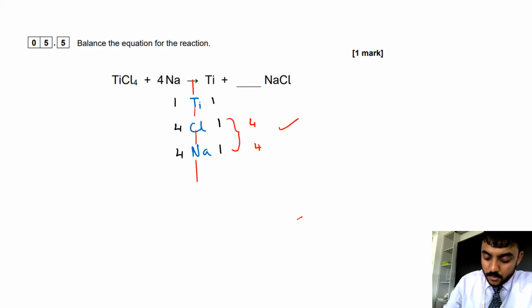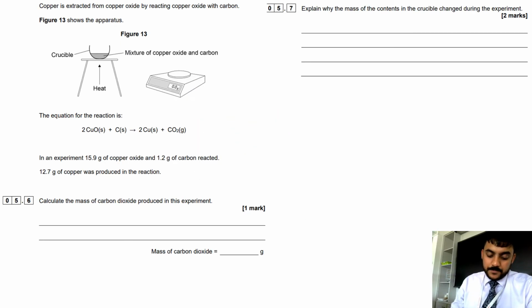How do I make it 4? Well, if you look on the right hand side, they've left a gap for us, and if we add a 4 to the front of it, which means there are 4 molecules of NaCl, 4 molecules of sodium chloride, then 4 times Na is 4 and 4 times Cl is 4, and then we've finished our question.